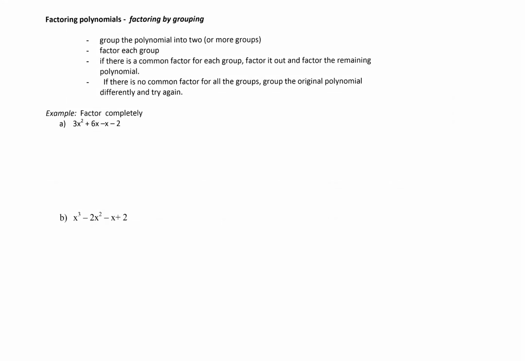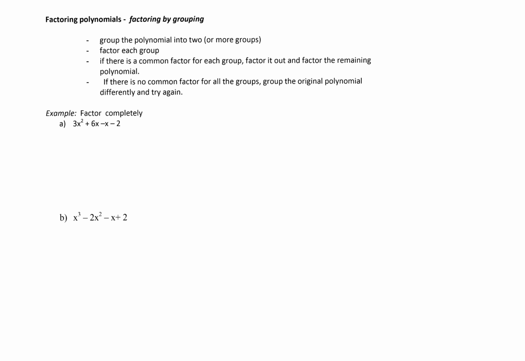To factor a polynomial by grouping, we group the terms of the polynomial into two or more groups and factor each group with the hope that all the groups contain the same factor. Then we factor out that common factor and deal with the remaining polynomials. If there are no common factors among all groups, then we might try grouping the terms of the polynomial differently and trying again. Let's look at the example.